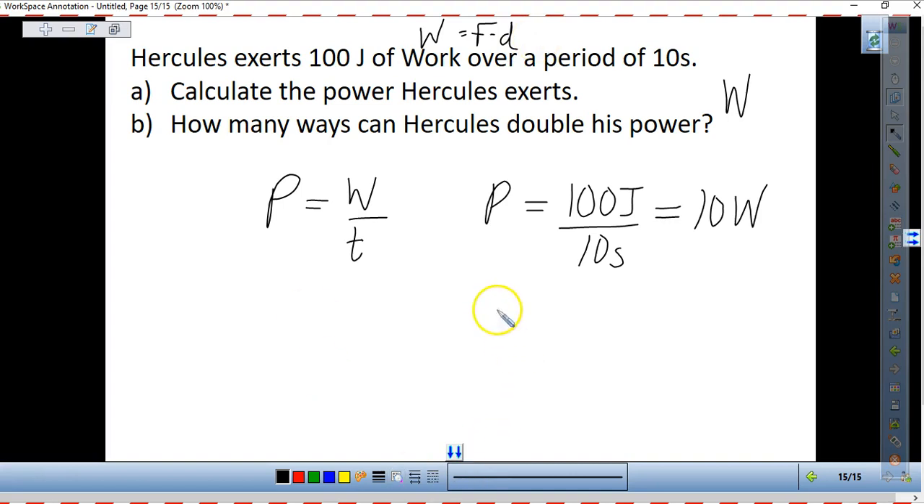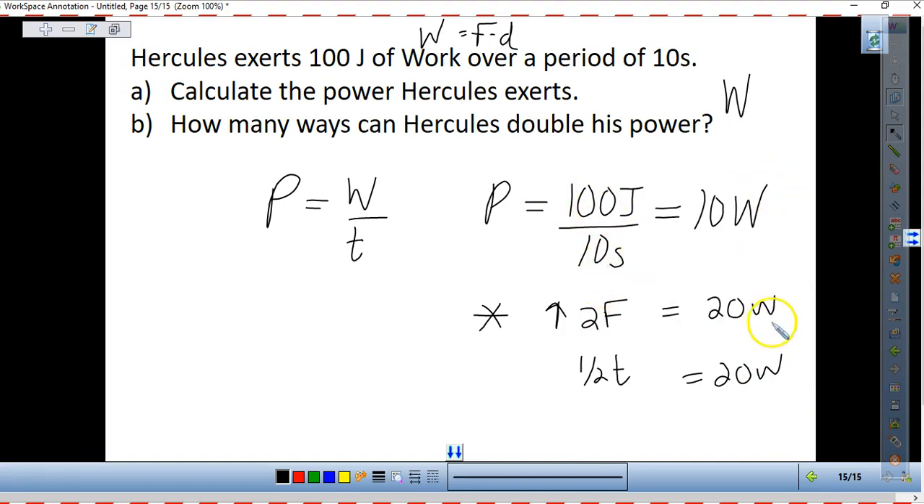Ways you can double his power: you could double the force, because that would double this, or you could halve the time. That would give 20 watts instead, doubling your power, right? If I did 100 divided by 5, I would get 20. And if I did 200 divided by 10, I would get 20. That's how you could double the power. So something more powerful exerts a lot more energy quicker. It's another way to say that.